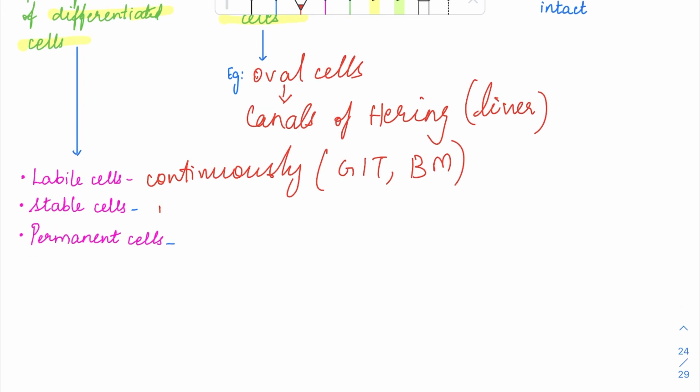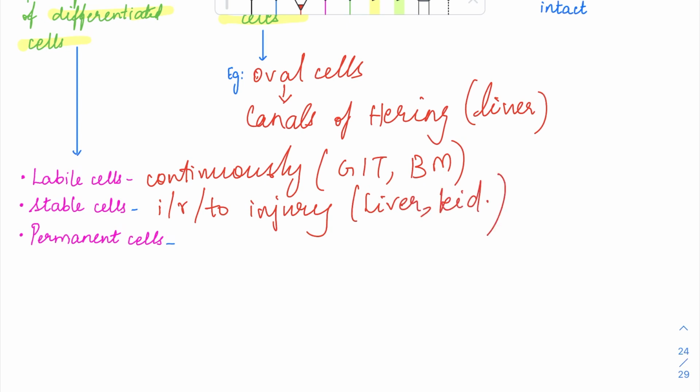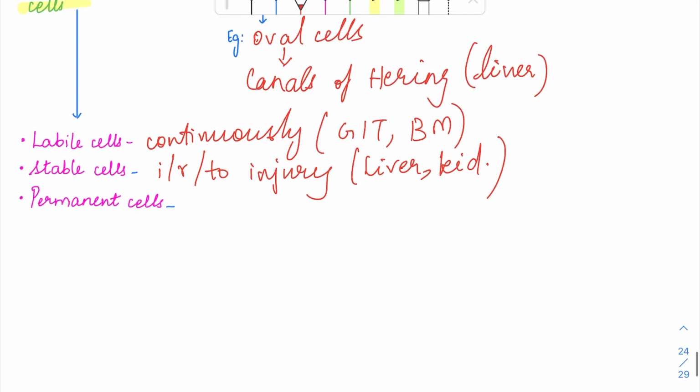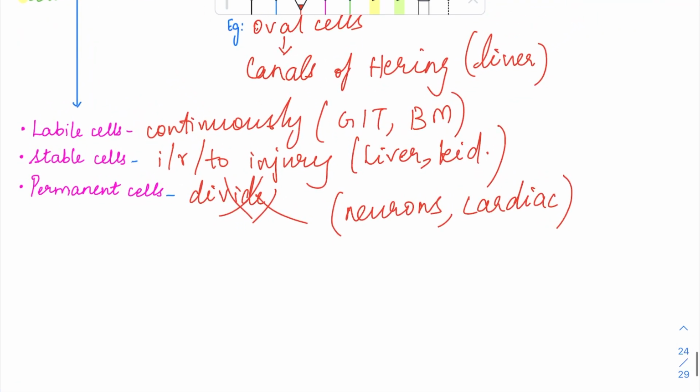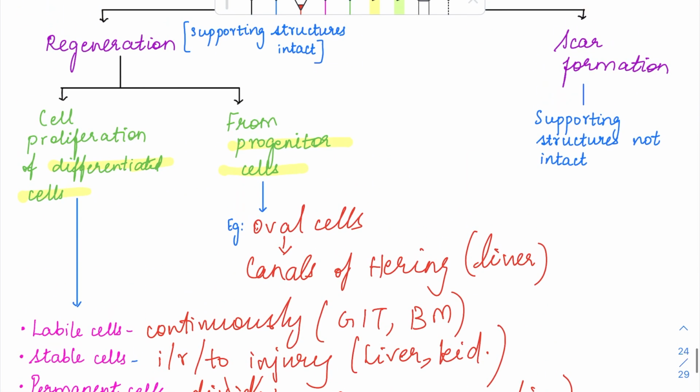Then stable cells divide only in response to an injury. Examples are liver and kidney. When there is a need, liver and kidney tissue can regenerate; they have some amount of potential to regenerate. Then permanent cells cannot divide. Examples of this will be neurons and cardiac cells. Cardiomyocytes cannot regenerate, and that is the reason why neurons cannot regenerate.